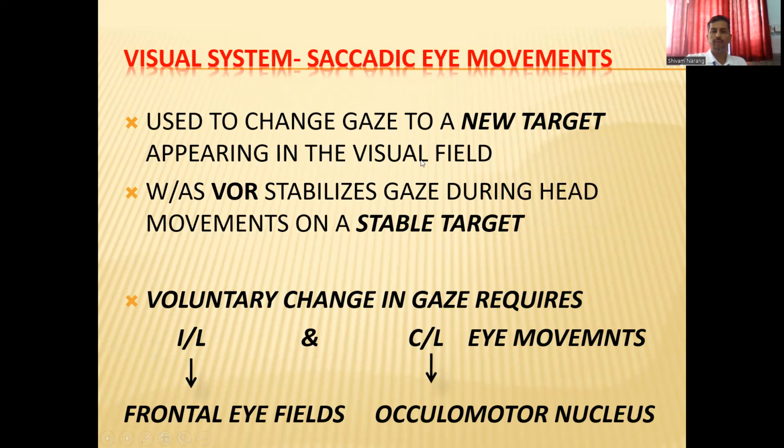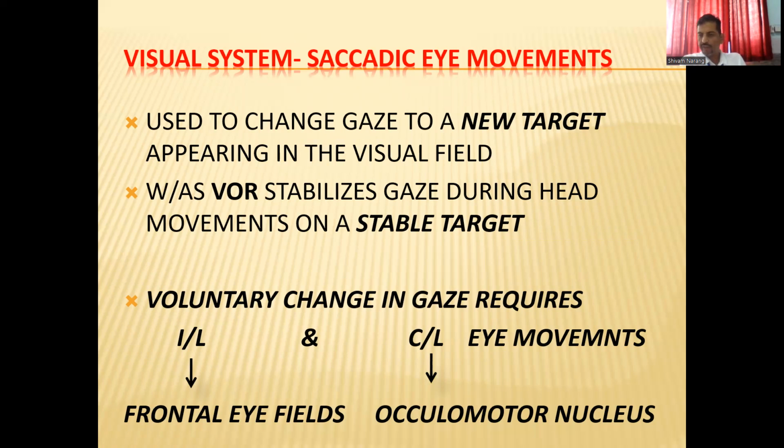Initially we started with the vestibular system and the vestibular central connections. Now we come to the visual system, the second sensory input. We sense the surroundings through the eyes also, for the picture presented to our retina or the fovea. There are multiple systems for the visual inputs: saccadic, smooth pursuit movements, optokinetic movements, and some more. We'll start with the saccadic eye movement. So what are saccades?